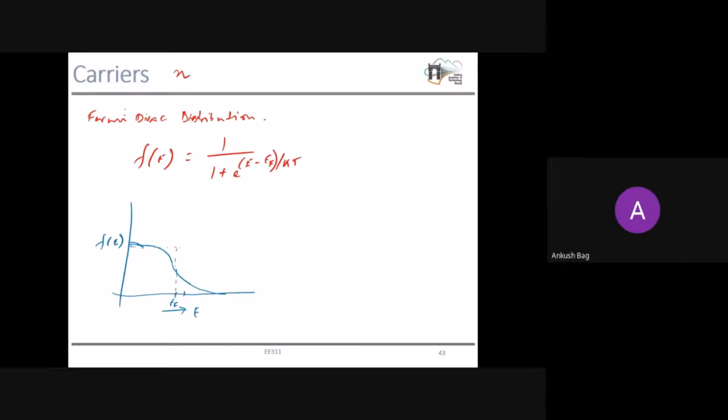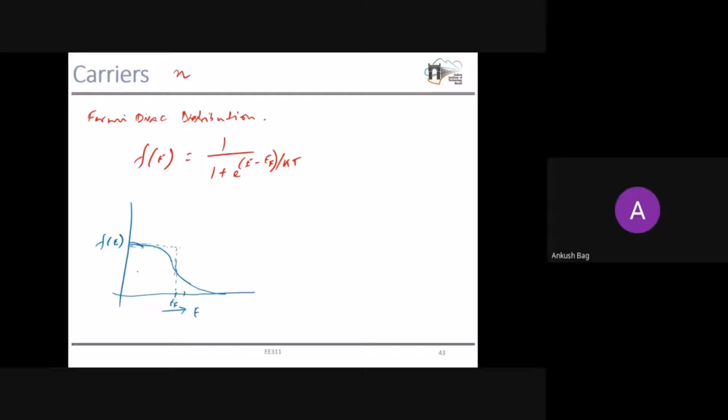Since the electron has indistinguishability, obeys Pauli's exclusion principle, and has wave behavior, we are using Fermi-Dirac statistics to quantify this. Now this Fermi-Dirac function has a dependence on energy, so it will look something like this.